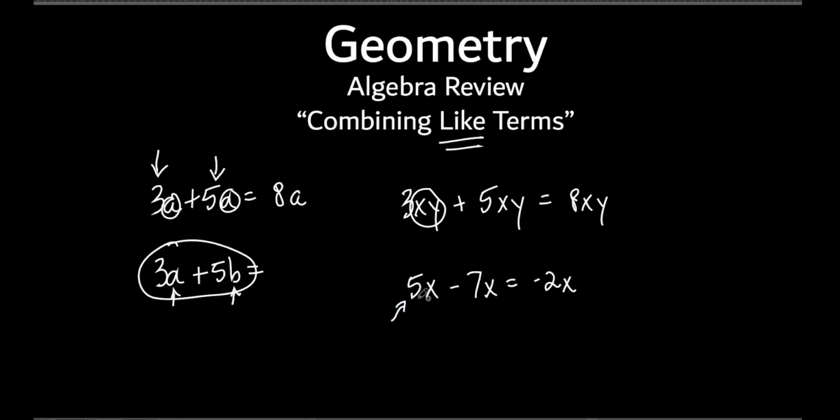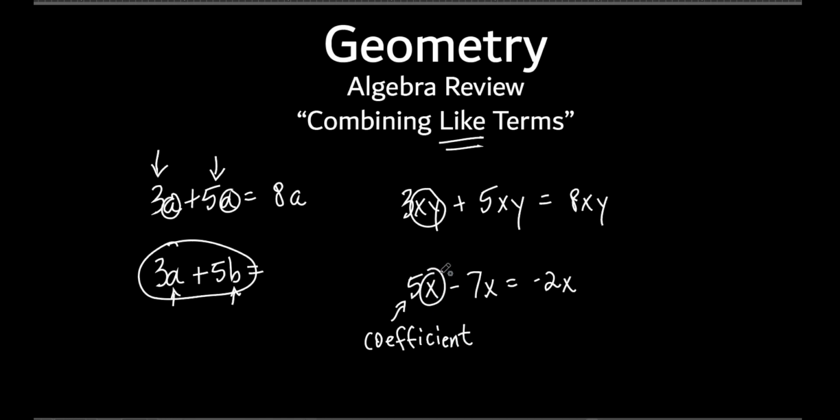The number out in front, they have a name for it, and we're going to refer to it every once in a while. Probably not a ton in geometry. In algebra, we'll refer to it a lot, but we call it the coefficient. Write that word down just in case you ever see it again. So the number that's out in front, the number that tells you how many of those terms you have, that's called the coefficient.